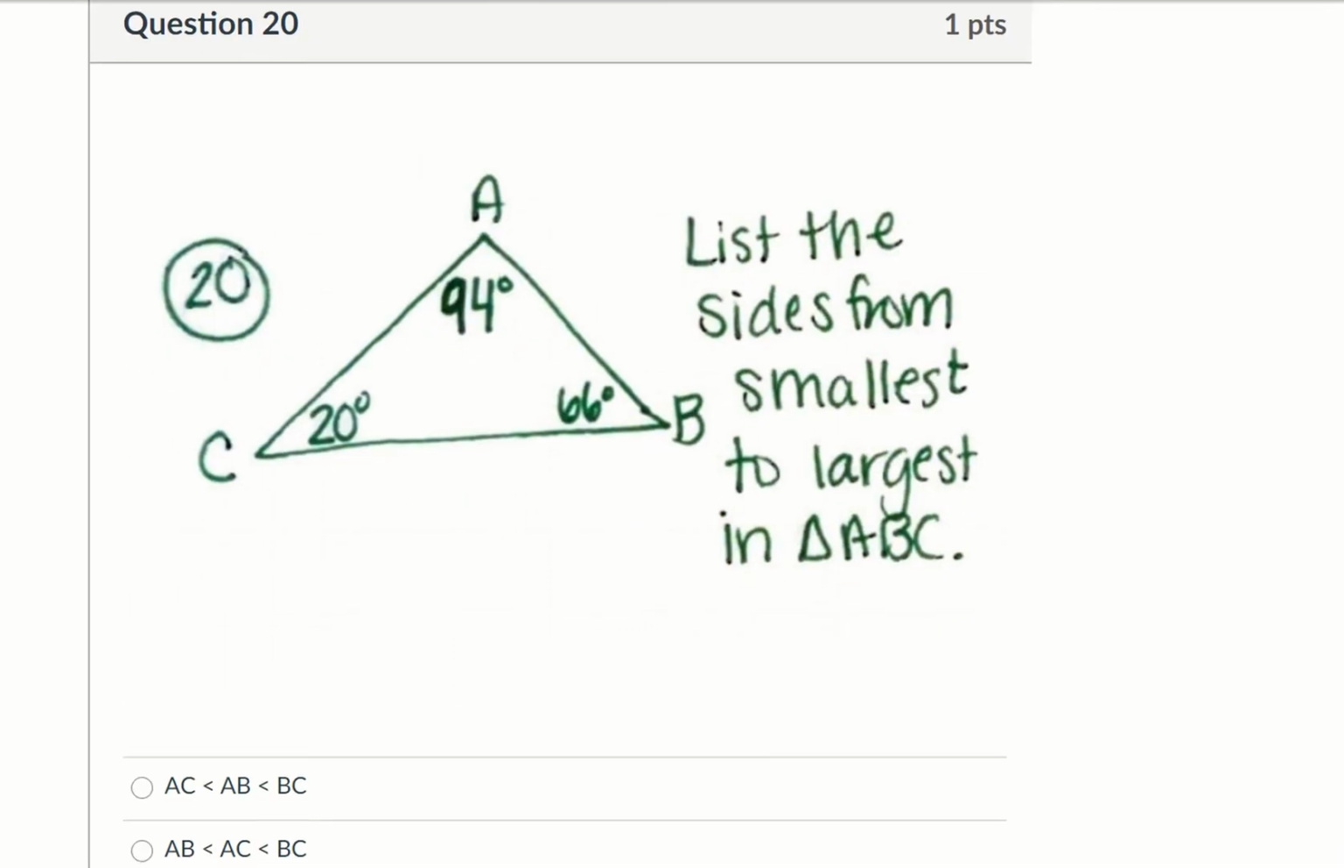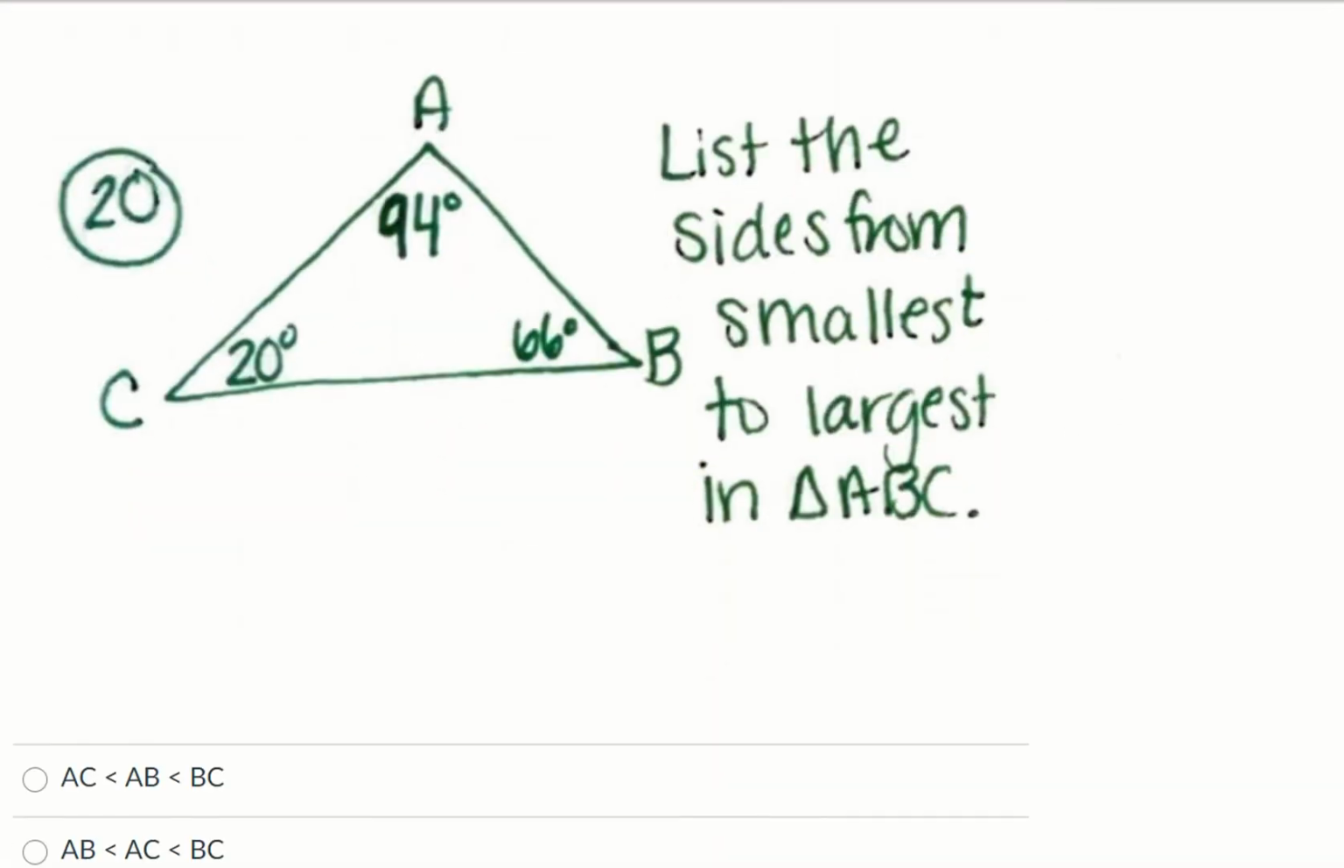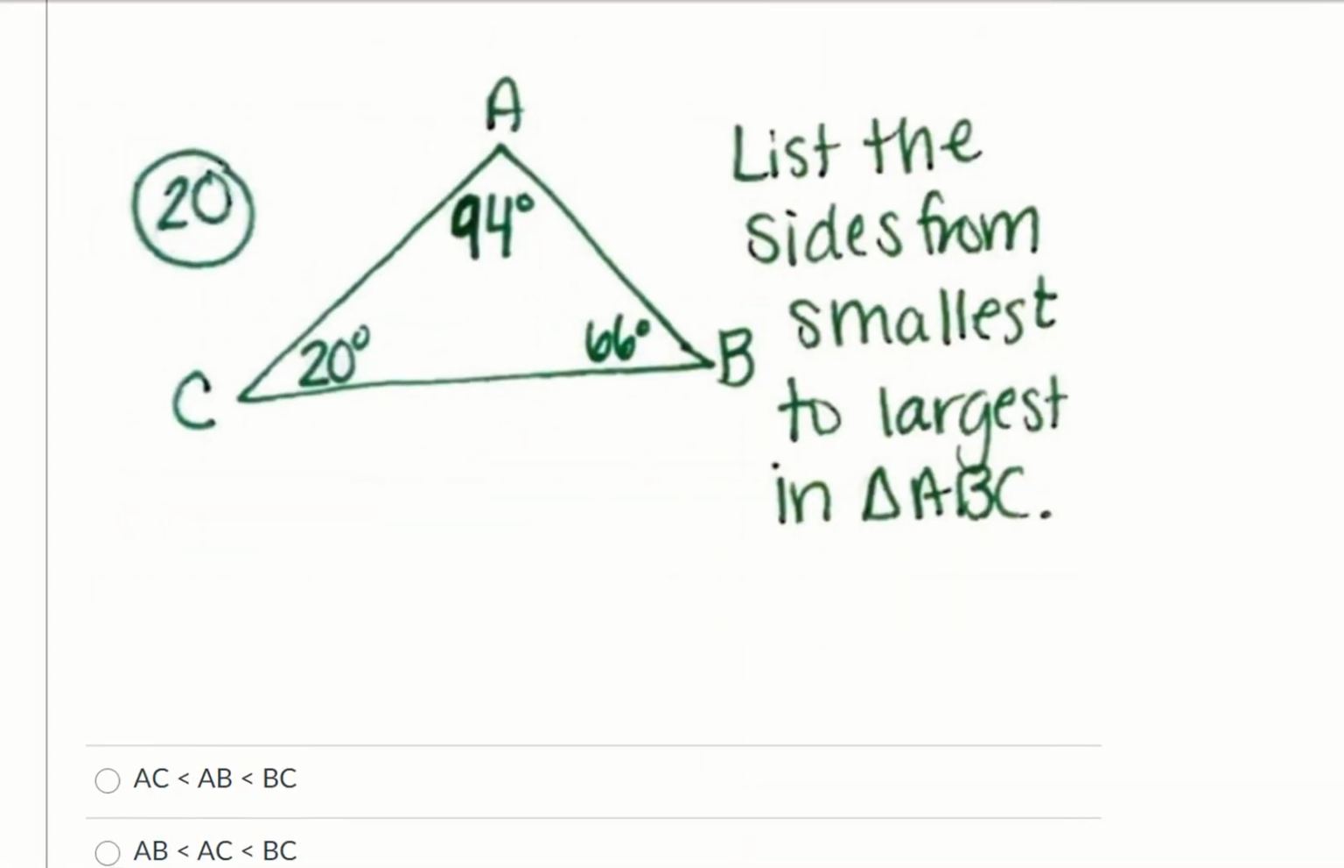Question 20, list the sides from smallest to largest. It's kind of similar to what we did. This is the opposite of what we did. So this is like the converse of that theorem. So now we're going to look at the angles. This one is clearly the largest. This one is the second largest. And this one is the smallest.